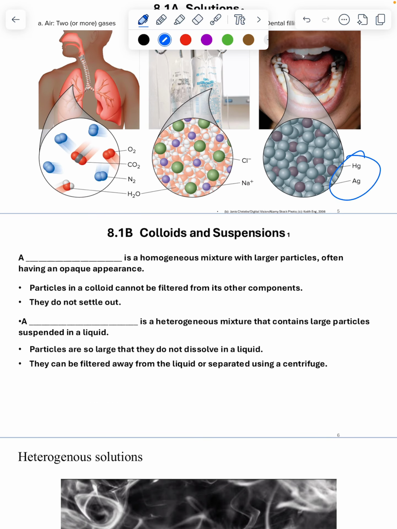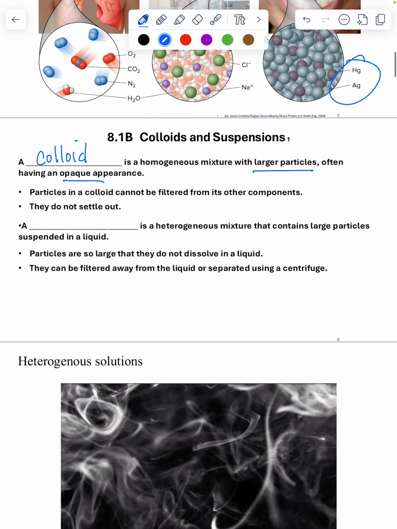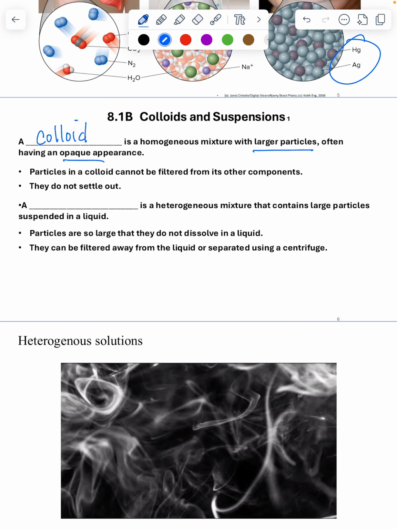Next, we talk about a colloid. A colloid is also a homogeneous mixture, but a colloid has larger particles, and they often have an opaque appearance, meaning you can't see through them easily. Think of fog or whole milk as an example of a colloid. The particles in a colloid cannot be filtered from its components. That's why it's considered a homogeneous mixture. And they never settle out, and they're always suspended.